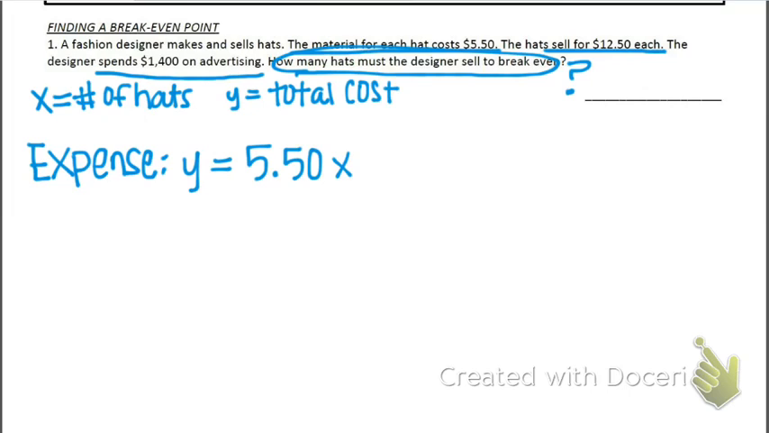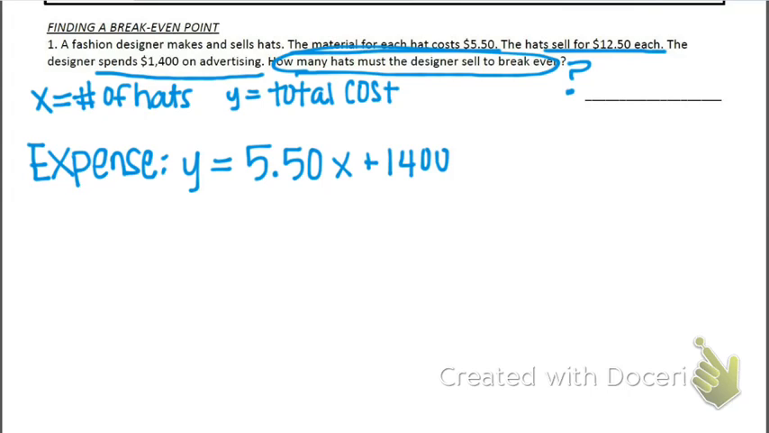Does she spend her money on anything else? Yes. What else does she spend money on? Advertising. $1,400. So plus $1,400. Because she is spending $5.50 for each hat plus an additional $1,400 up front for advertising. So that's her expenses. What about her income?